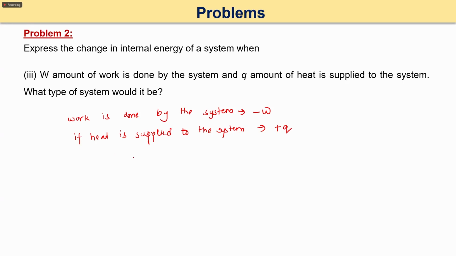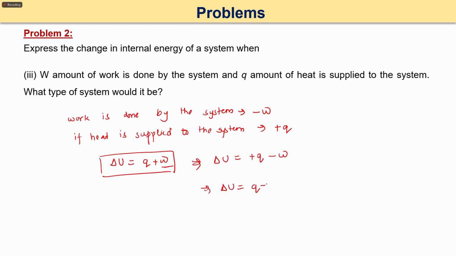Then what will be your change in internal energy? That is delta U, Q plus W. So if we use this, what will it become? Delta U is equal to Q will be plus of Q, and your work will be minus of W. So it will give you delta U equal to Q minus W. Okay. And next they have asked what type of system would it be?